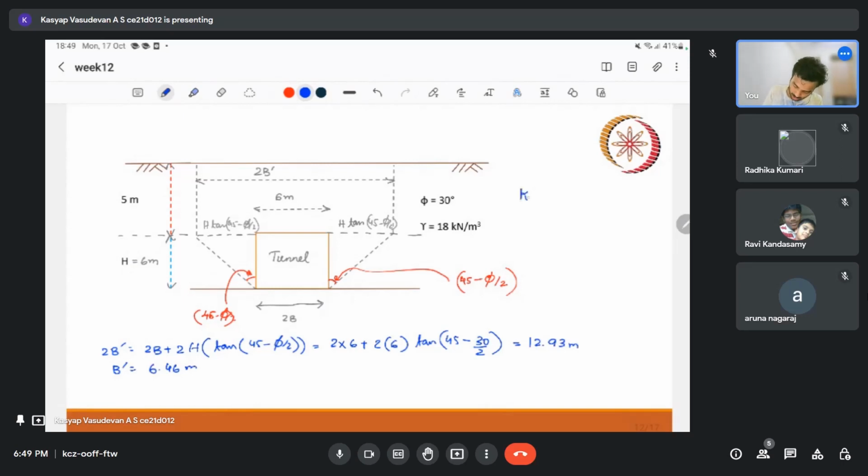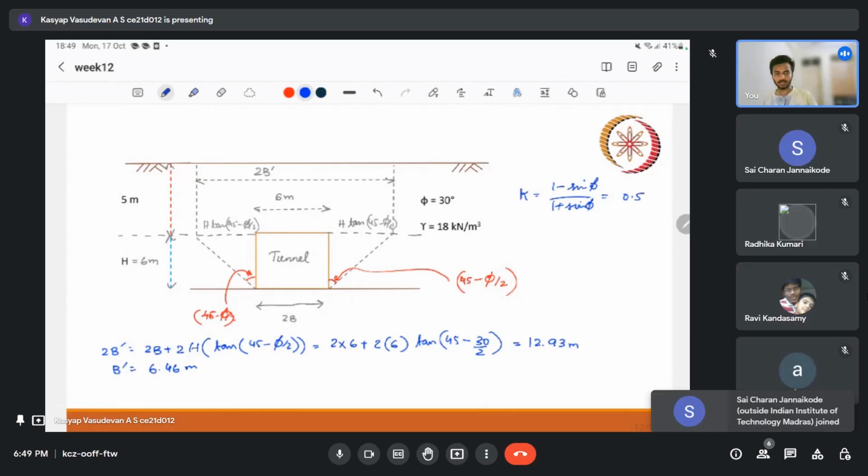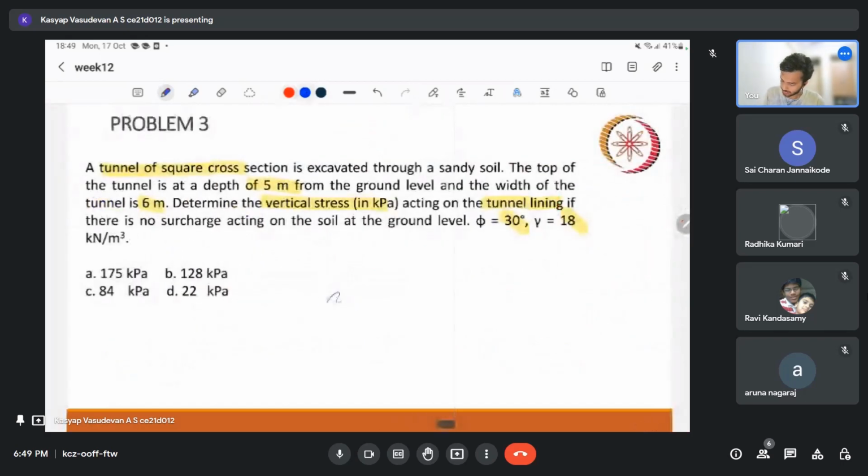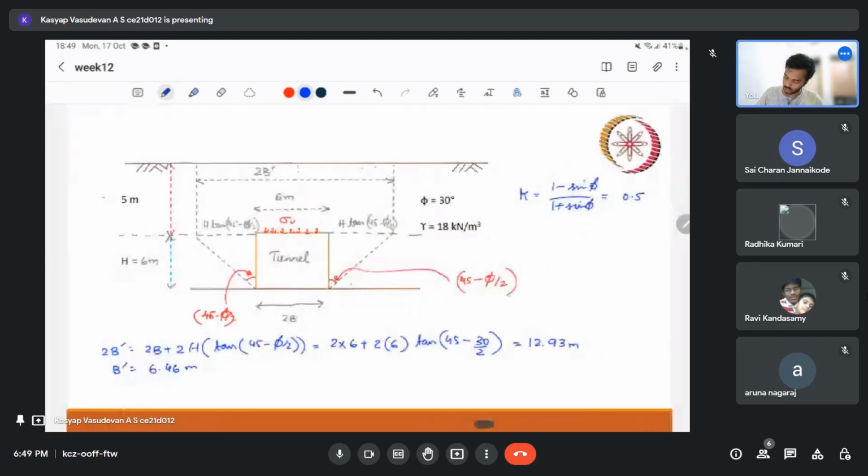We also need Ka. Our Ka is 1 minus sine phi by 1 plus sine phi. If you do it for 30, we will get it as 0.5 for 30 degree. Now we have K. So why do we need K? That is the question now. What is happening is we are trying to find the pressure acting on our tunnel, vertical pressure. This pressure's formula is derived as tan phi, gamma b by k tan phi into 1 minus e power minus k tan phi z by b. So this z is nothing but our depth of top of our tunnel.